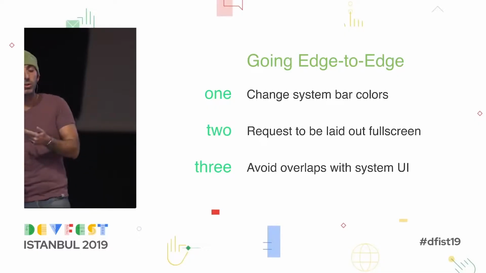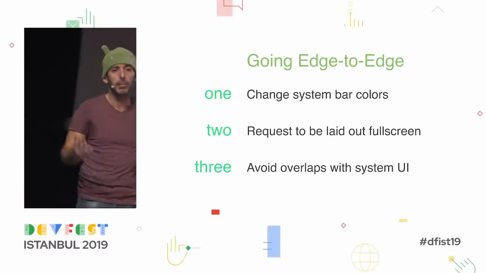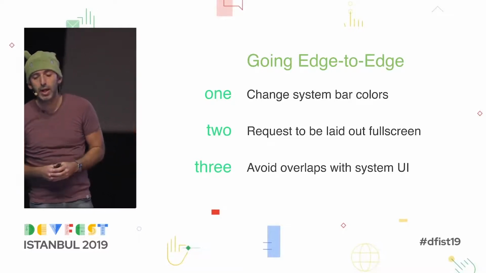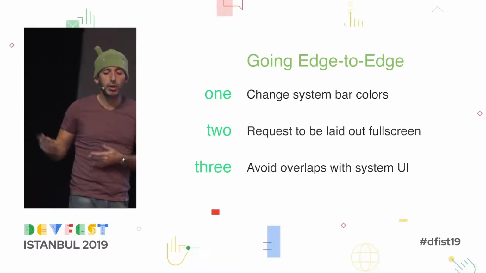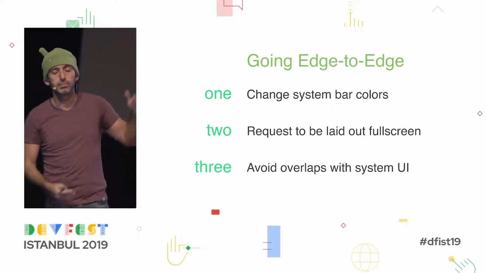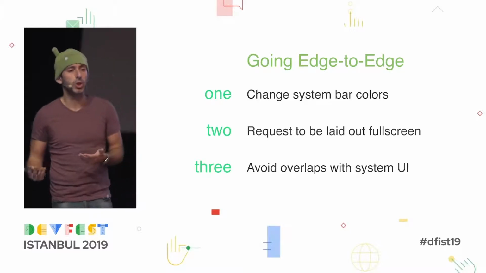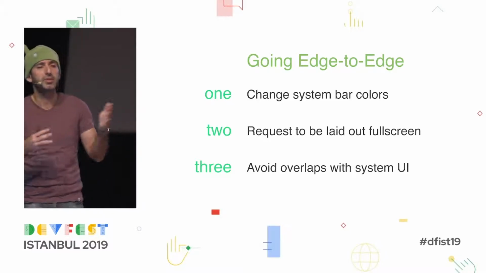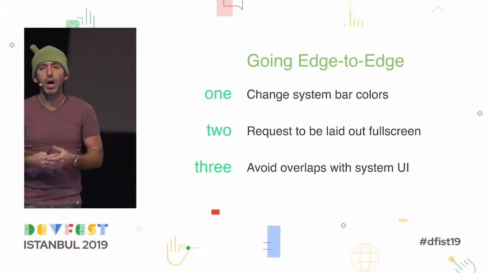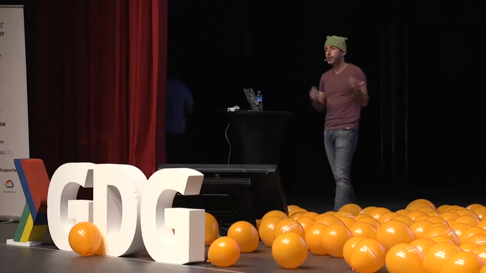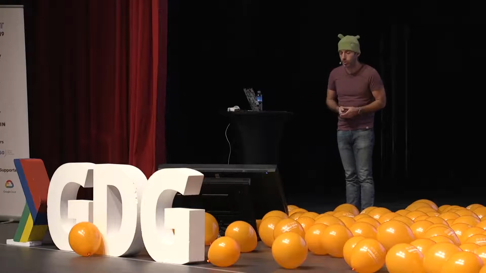So how do we go edge to edge? It's not really very complicated, and we'll take it in a few simple steps. You need to do three things. First, you need to change the system bar colors so your app stays behind the system bars. Then you request your app to be laid out full screen. And the third thing is, if there are any conflicts with the system UI, such as your buttons displayed under the status bars, or some gestures accidentally trigger the system gestures, you need to solve those issues.